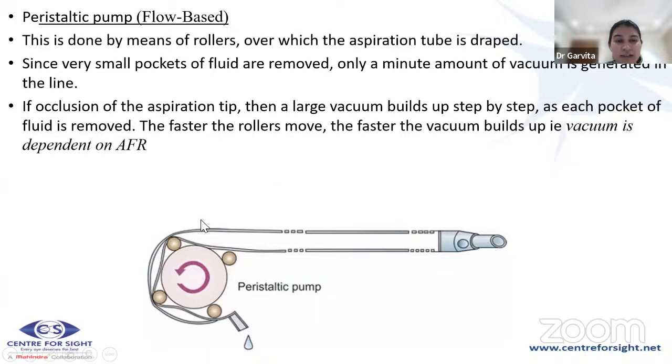So every time, just like in a human gut, the peristaltic action occurs and there's pinching of small amounts of fluid. Similarly, in this pump as well, very small pockets of fluid are removed. Only a minute amount of vacuum is created. Every time fluid from any part of the tubing is removed, vacuum is generated in that area. Therefore, if occlusion of the aspiration tip occurs, a large vacuum might build, but it occurs step by step as each pocket of fluid is removed.